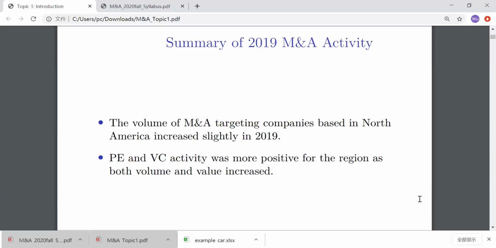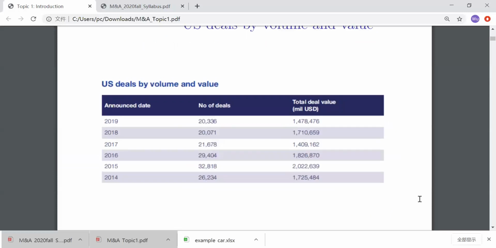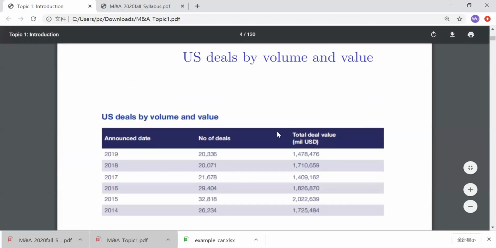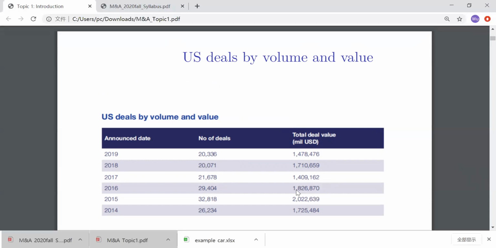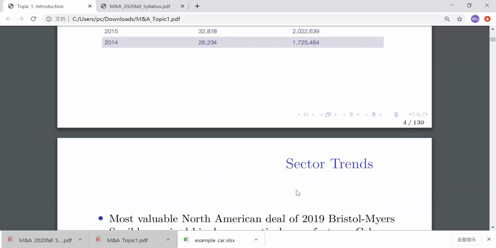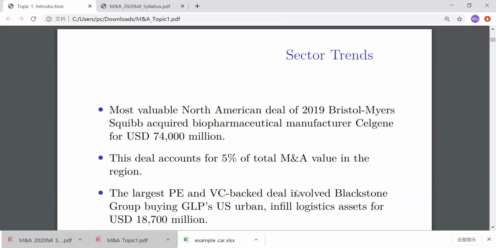When we talk about private equity and VC separately in separate topics. So this is the US deals by volume and value. You can see this is the number of deals, this is the total deal volume. I mean, you can see it's almost similar to 2018. In 2018 to 2019, there is a slight drop in the number of deals and also the total deal value, but that's still basically similar to previous years. And what we're interested in is sector trends, because merger acquisition has a strong sector feature.